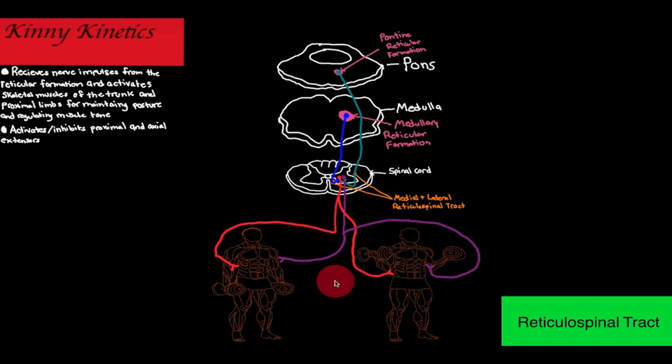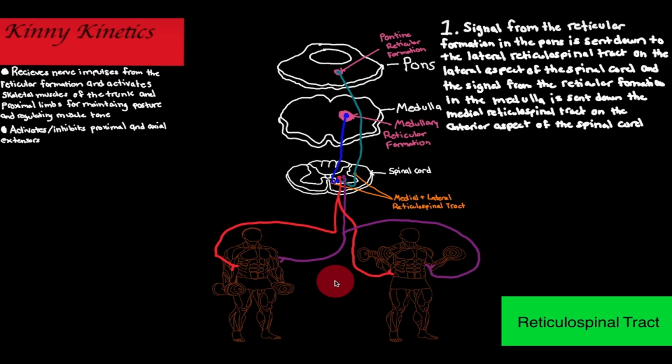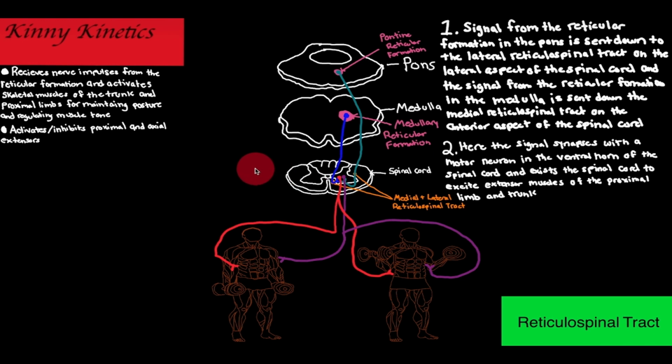Alright guys, let's recap the steps for the reticulospinal tract. Number 1. Signal from the reticular formation in the pons is sent down the lateral reticulospinal tract on the lateral aspect of the spinal cord. And the signal from the reticular formation in the medulla is sent down the medial reticulospinal tract on the anterior aspect of the spinal cord here. Number 2. Here, the signal synapses with a motor neuron in the ventral horn of the spinal cord and exits the spinal cord to excite extensor muscles of the proximal limb and trunk.